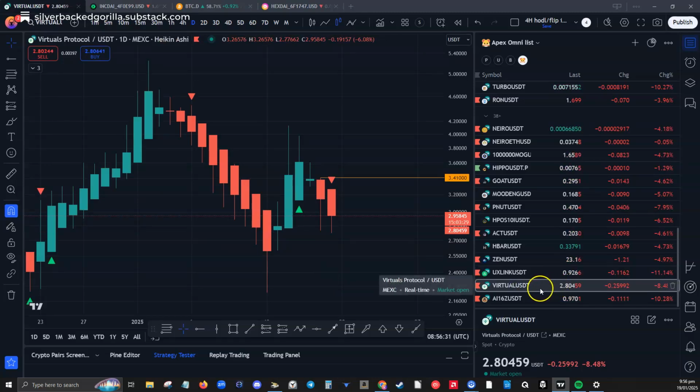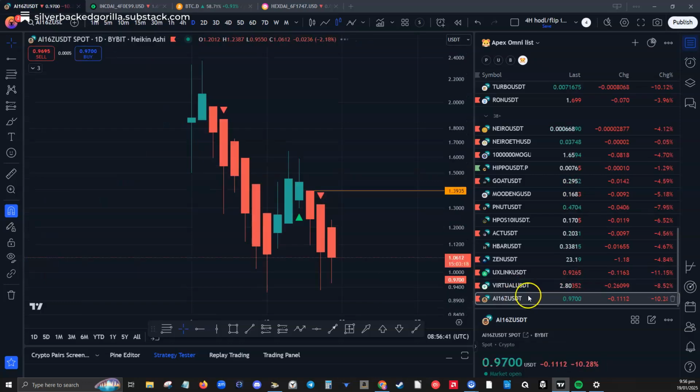Virtual is a current short. We're looking at $3.41 for the stop loss level for virtual. Oh, it's actually called virtuals, I think. AI16Z sounds like a Datsun. Currently a short. The stop loss level for this is $1.3935.